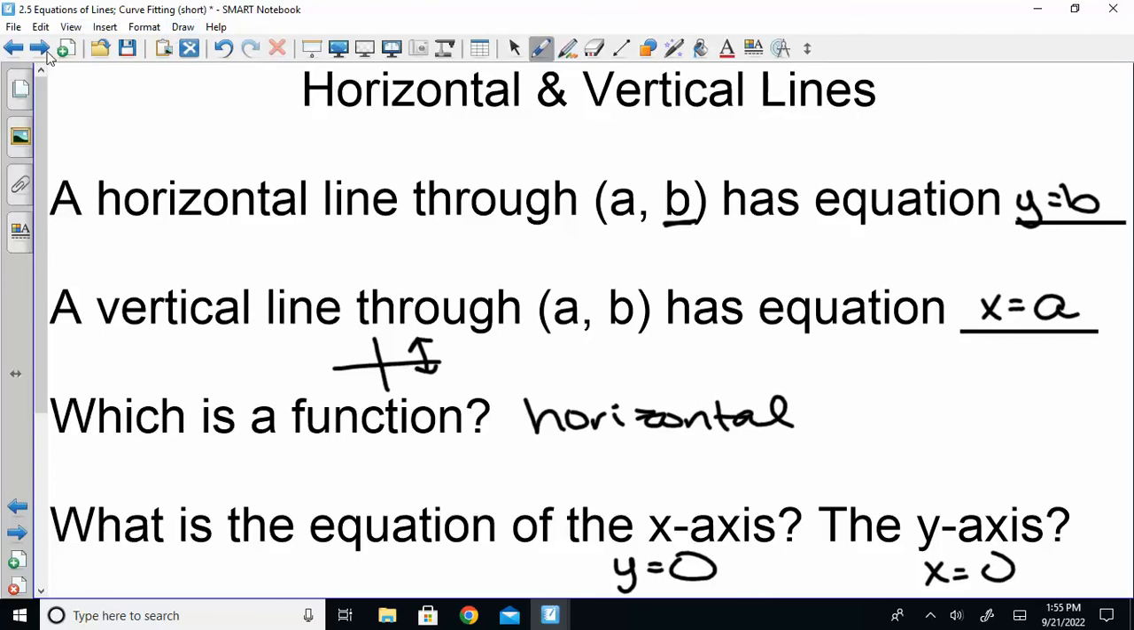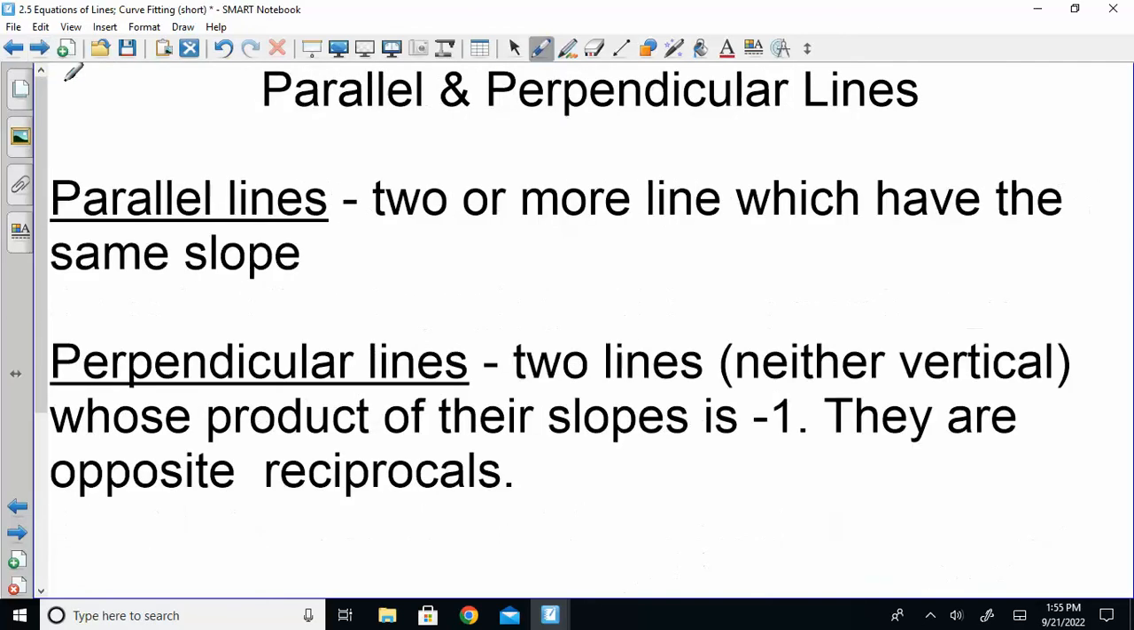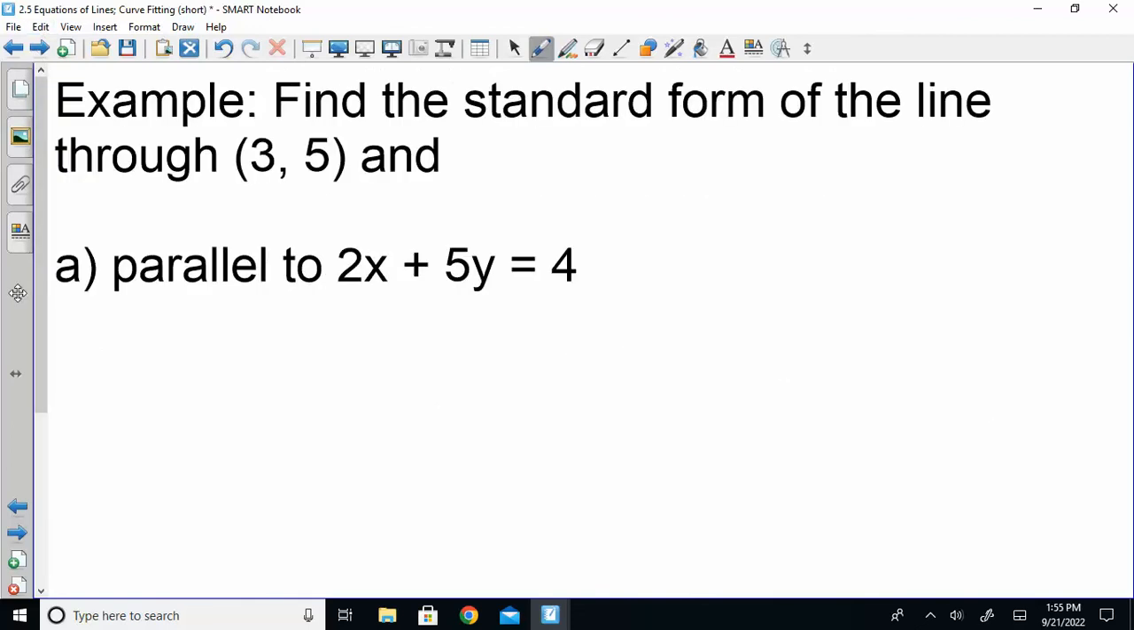All right, last piece, parallel and perpendicular. What does parallel mean? Same slope. What's perpendicular mean? Opposite reciprocals. Okay. Let's do a standard form example, because we haven't done that yet. So this one, I want the standard form of the line going through the point (3, 5) and parallel to this line. So parallel means they have the same slope.